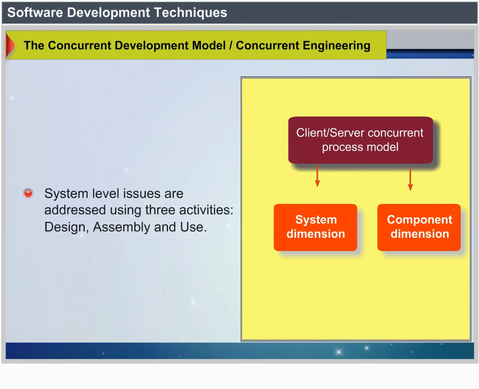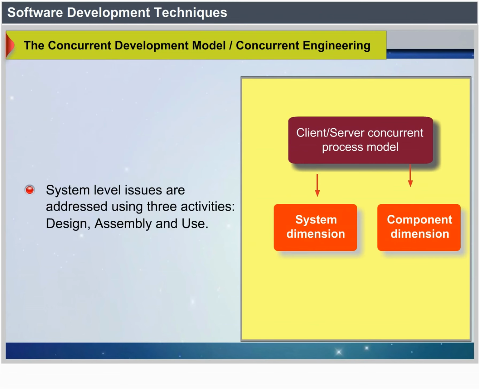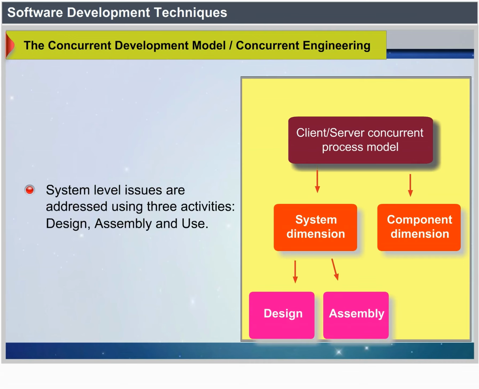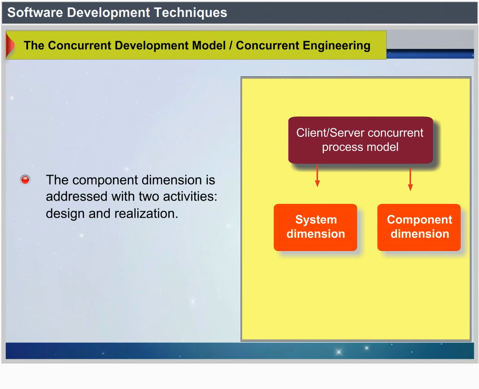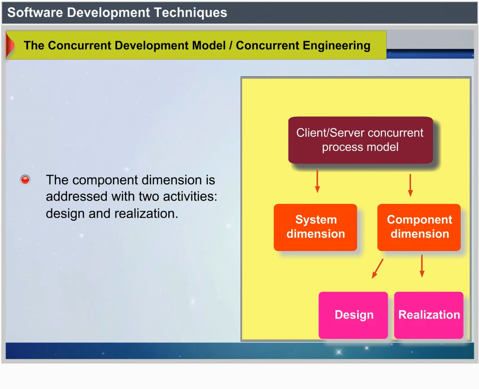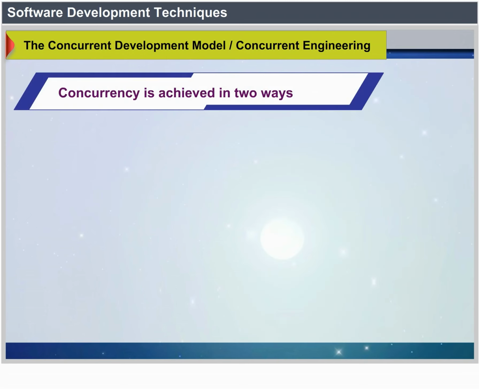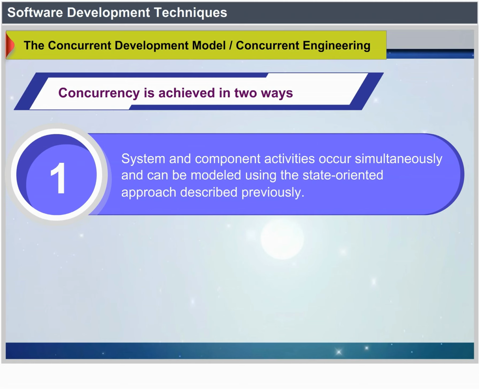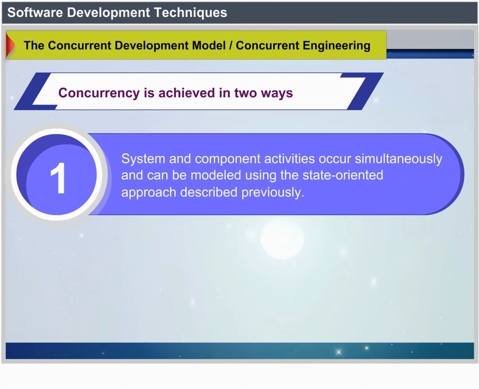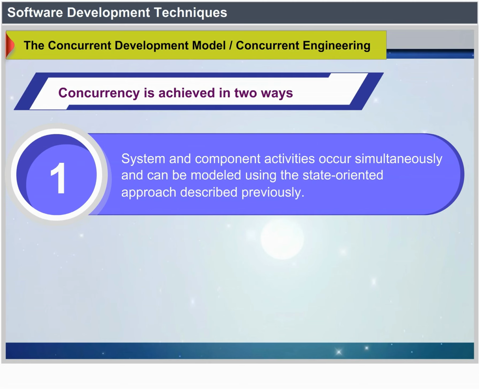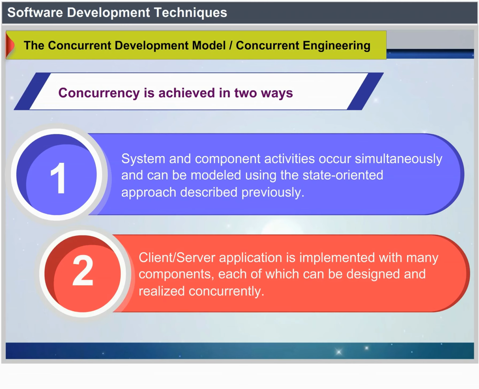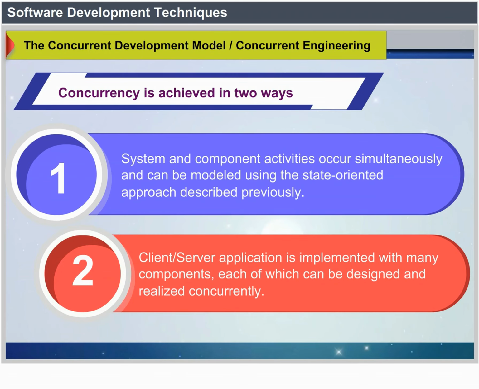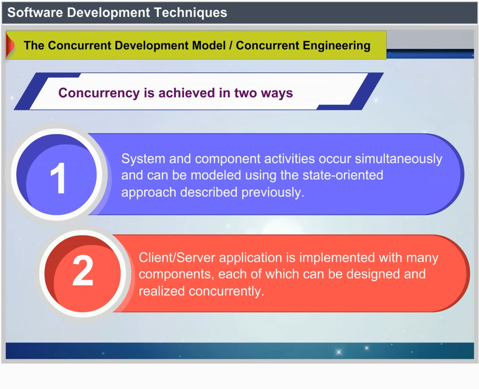System-level issues are addressed using three activities: design, assembly, and use. The component dimension is addressed with two activities: design and realization. Concurrency is achieved in two ways. System and component activities occur simultaneously and can be modeled using the state-oriented approach described previously. Client-server application is implemented with many components, each of which can be designed and realized concurrently.